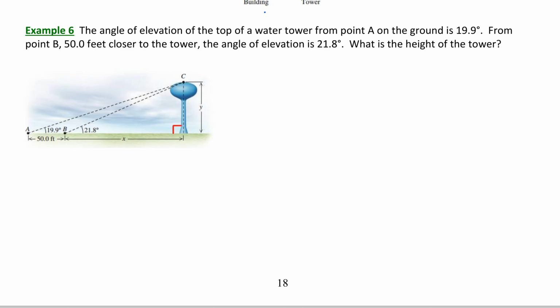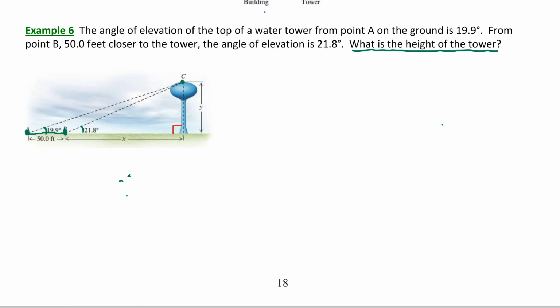It says the angle of elevation of the top of a water tower from point A on the ground is 19.9 degrees. So here's point A, the angle of elevation between the horizontal represented by the ground and our line of sight to the top of the water tower, that's 19.9 degrees. If we walk 50 feet closer to point B and we remeasure the angle of elevation, we're going to find it to be 21.8 degrees. Now here's a good question. What is the height of the tower?